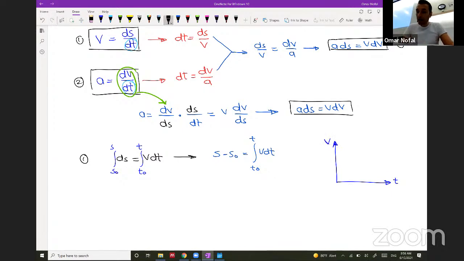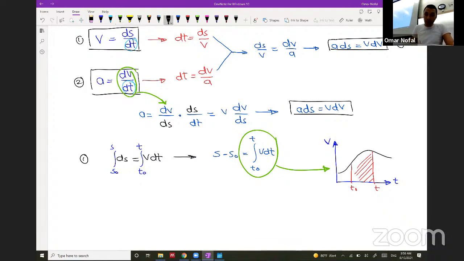And if we have the relationship between velocity and time, and you want to get s minus s node, so here's t node, and here's t. If you get the area under the vt curve between t node up to t, it will give you s minus s node. So this relationship should give you the area under this curve.